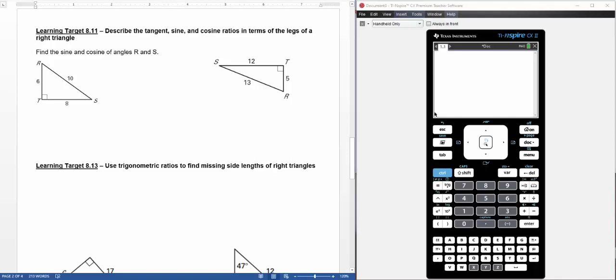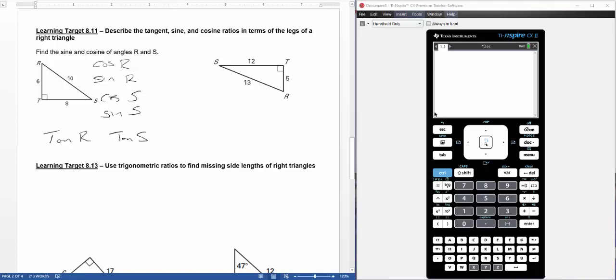I'd like to find these quantities. So I'm going to find the cosine of angle R, so we'll write cosine R. We're going to find the sine of angle R. We're going to find the cosine of angle S and the sine of angle S. And then maybe at the bottom we'll also find the tangent, just because we can, of angle R and the tangent of angle S. Note that I don't care about T.